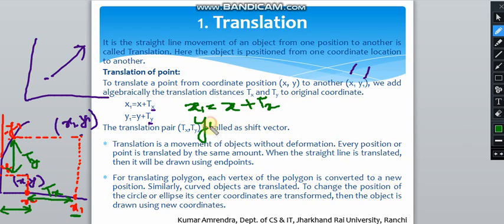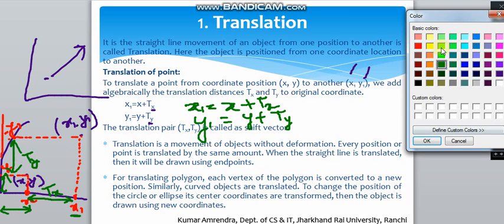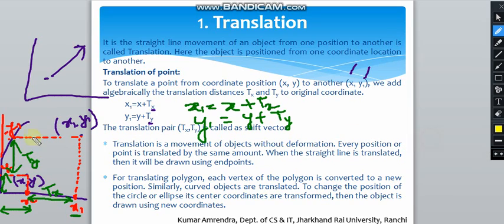Now we have to change the value of y also, so y1 equals y plus ty. Similarly, this was y and this upper one was ty, so with the value of y and ty we can get this y1. Now that we have x1 and y1, the translation pair tx comma ty is called a shift vector. So these two vectors, which I have depicted with yellow lines, are the shift vectors.